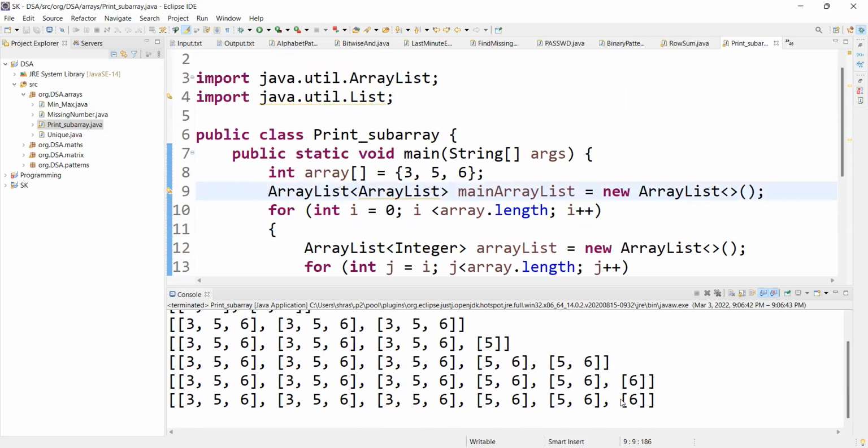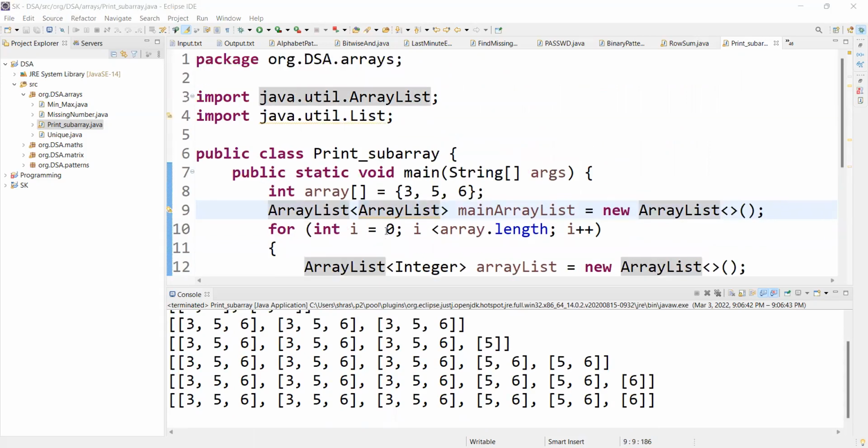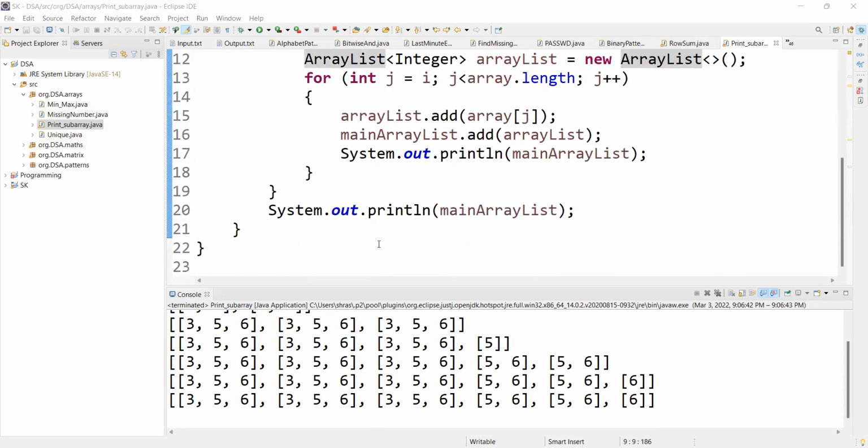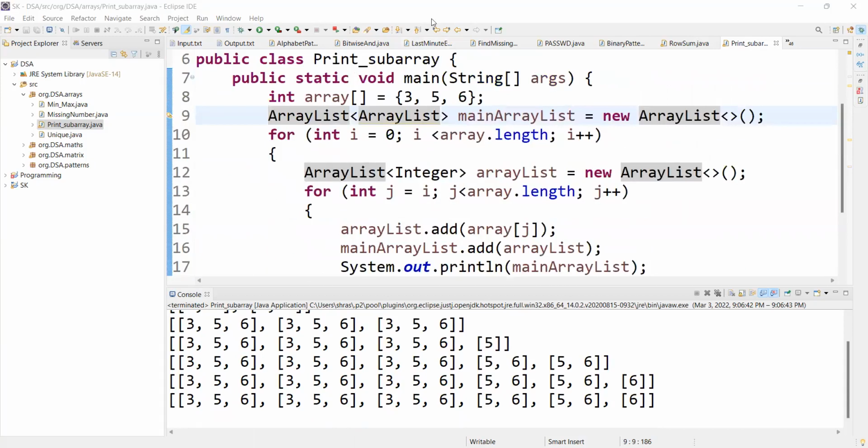I guess there are some changes in the functionality of the array list, which I need to check. Yes, Srishti, we need to declare the inner array list outside of it. We have to initialize it inside the inner loop, then we have to add it. Every time we have to initialize it, otherwise it will keep on repeating, right?